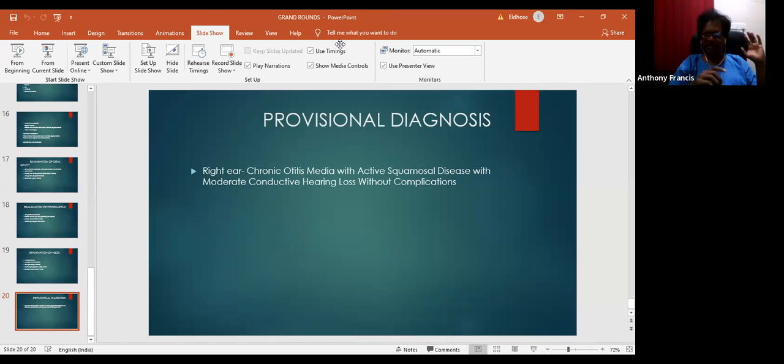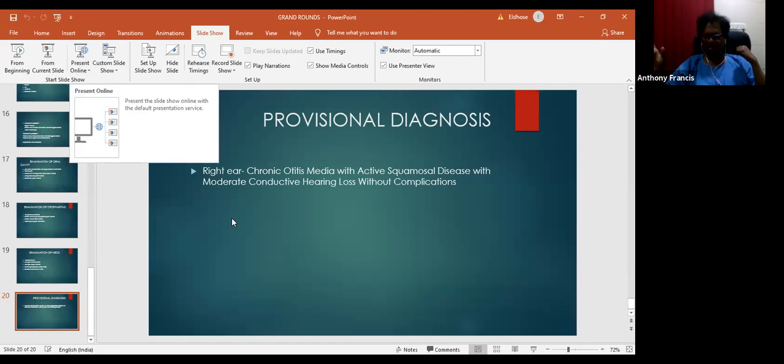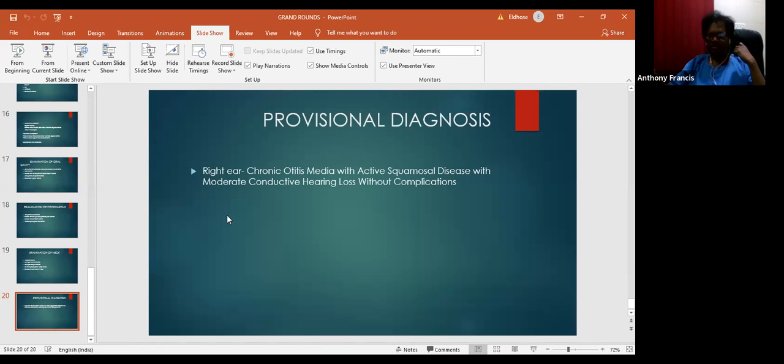Your diagnosis should have an anatomical diagnosis, pathological diagnosis, and functional diagnosis, right? The anatomical diagnosis: there is a problem in the middle ear. That's anatomy. Right side, is there a lesion? If there's a lesion, where is the lesion? So this is a right ear, middle ear pathology. The pathology is not tumor, but infection, chronic infection. It's a squamous cell type of disease. Then it's an active disease with a moderate conductive hearing loss. Okay, how do you proceed with this?